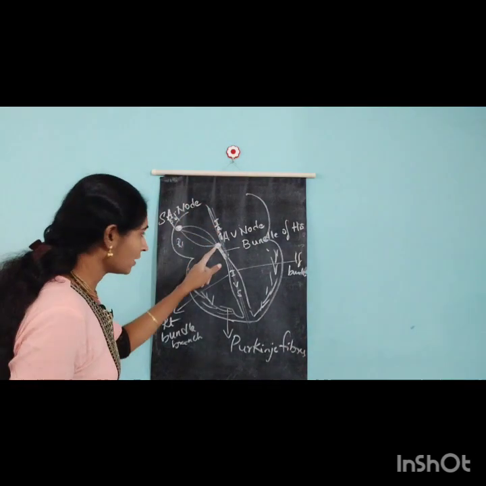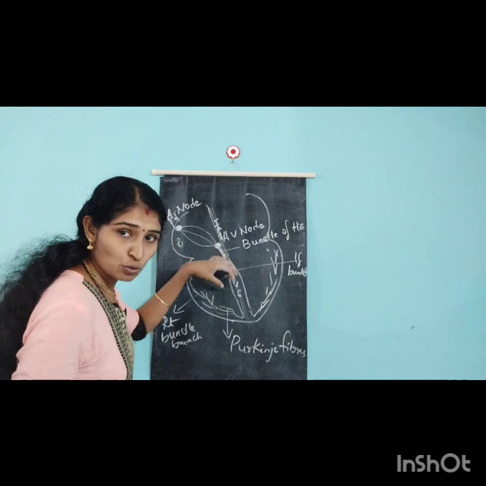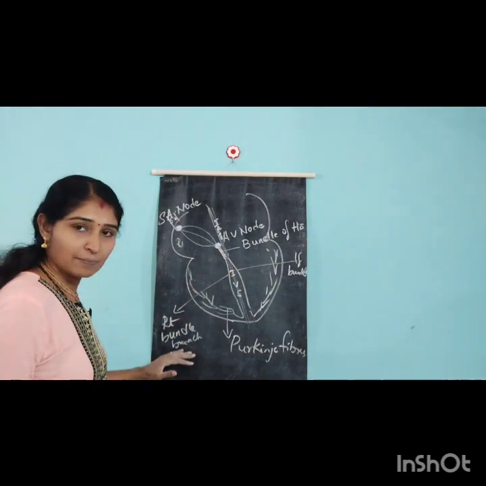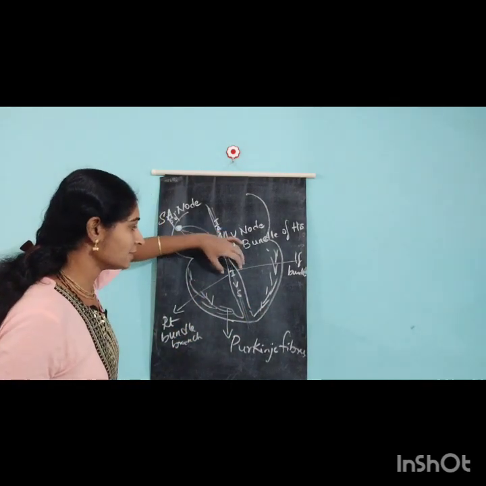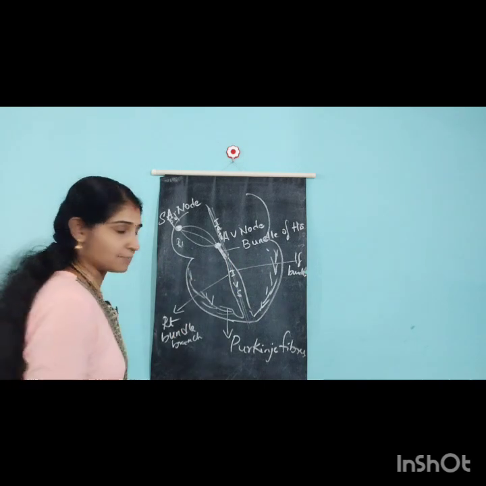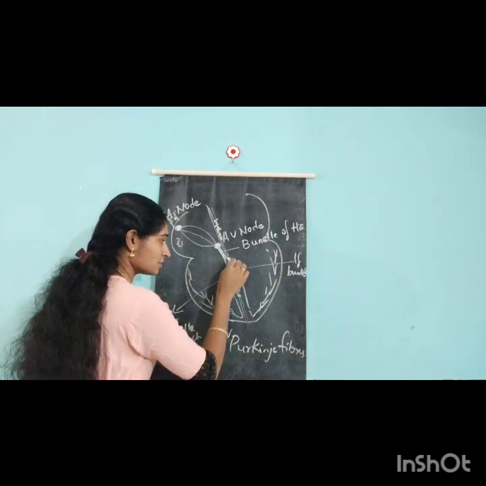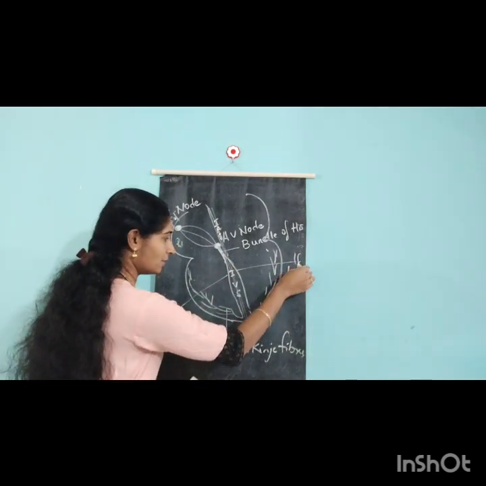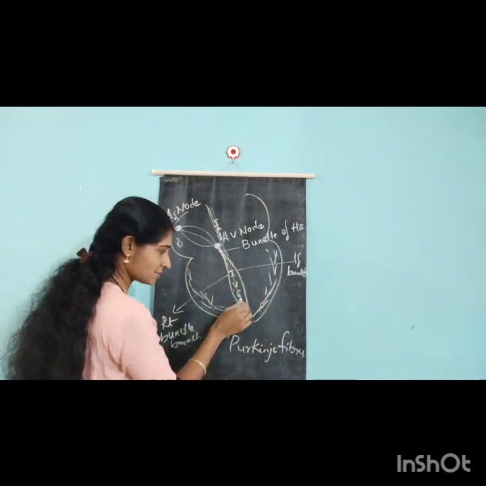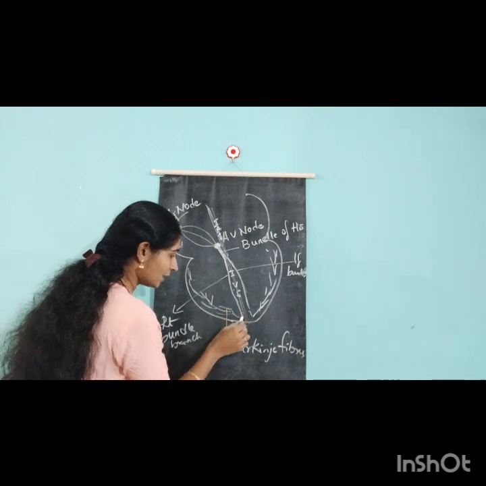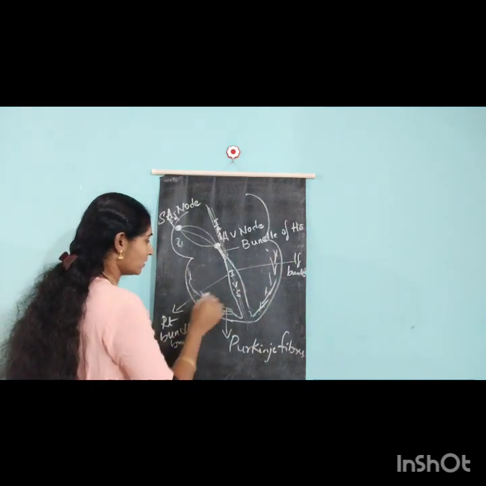So this AV node is present in the right atrium near the lower part of the interatrial septum, and from there arises the bundle of His, which again gives two branches, that is right bundle branch and left bundle branch. And this branch runs on either side of the interventricular septae. This branch runs on either side of what? Interventricular septae, and it again divides into Purkinje fibers, which spread all over the ventricles.